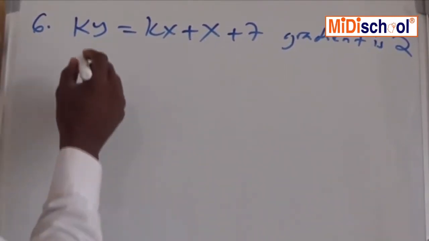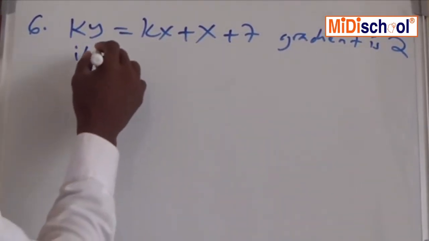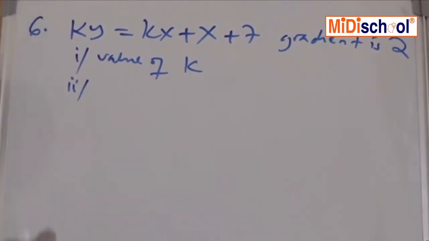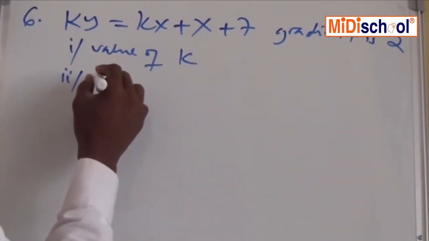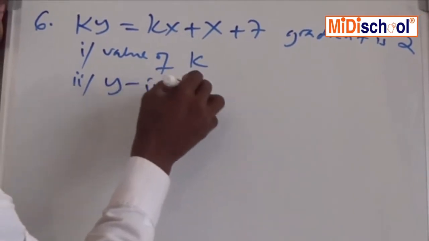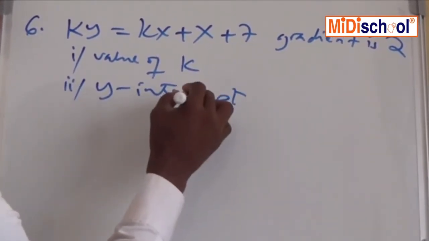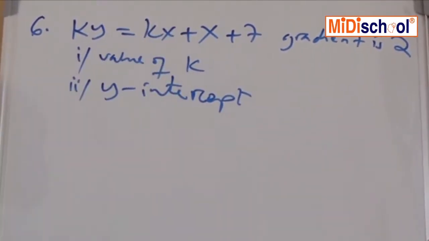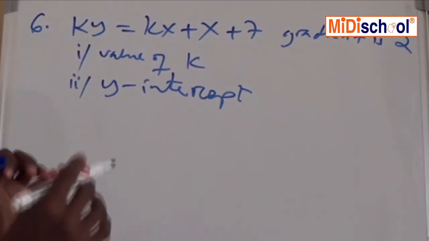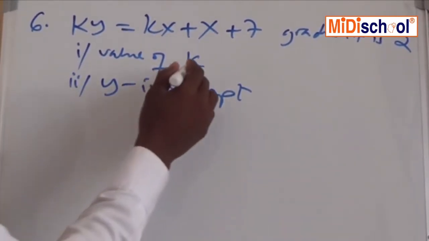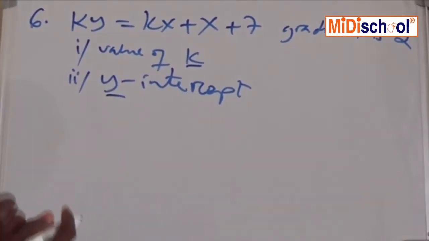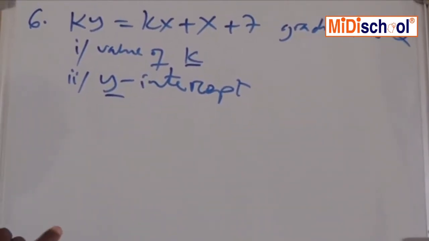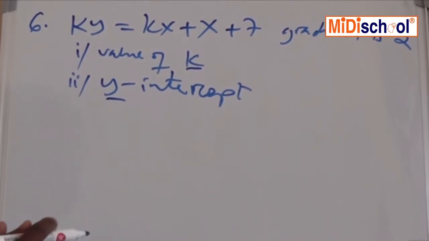and the value of the y-intercept. So number 1, we need to find the value of k, and number 2, we need to find the value of the y-intercept. So let's go about it so that we can see how we find the value of k and how we find the value of y. Actually, it's a very easy concept if we do remember the equation of a line.